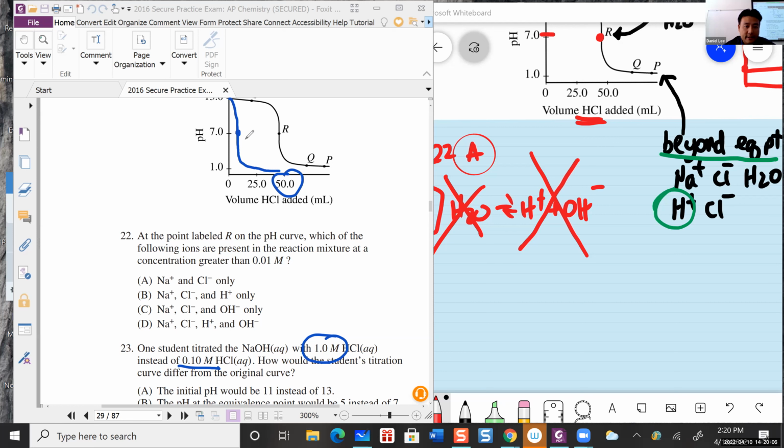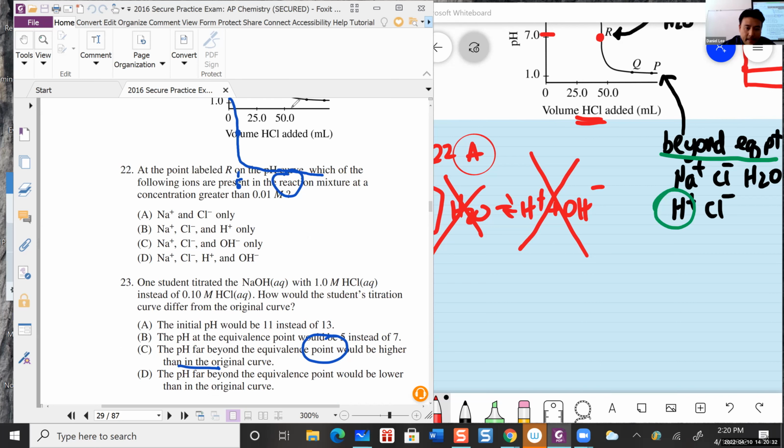So again, you don't need 50 mil to become equivalent. You just need 5 mil, 10 times less, because you're 10 times the concentration. So the whole graph will be squeezed sideways. Okay, so your equivalence point is not going to be at 50 anymore. It's going to be at 5. So which one described that, right? So if you look at the choices, 23. The initial pH changes, no, because the initial pH is dependent on the molarity of the sodium hydroxide.